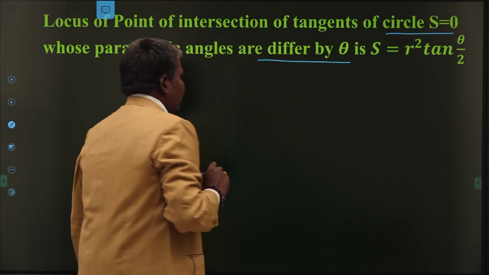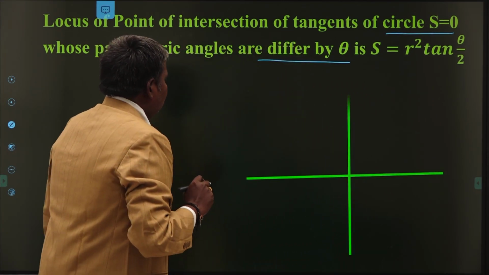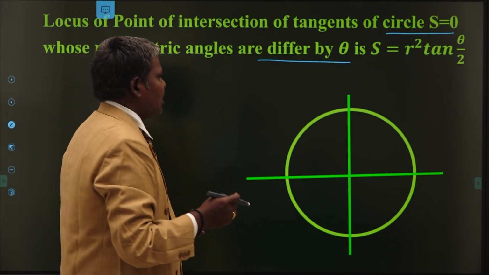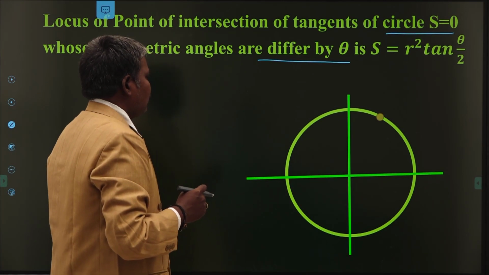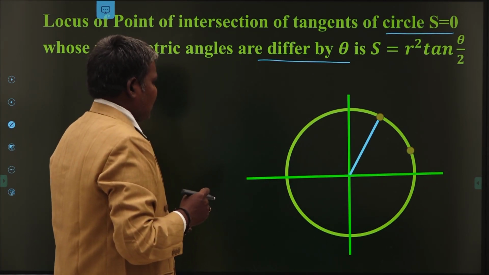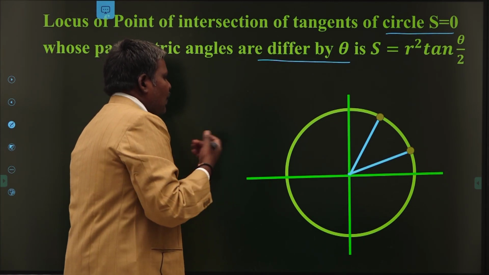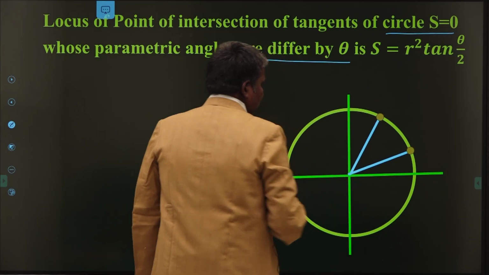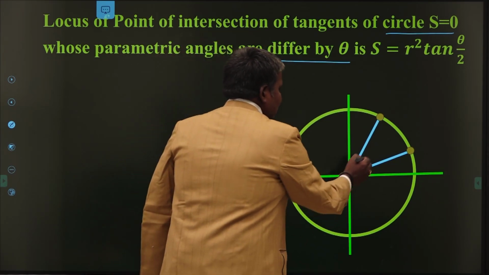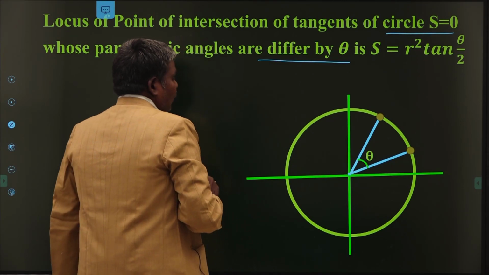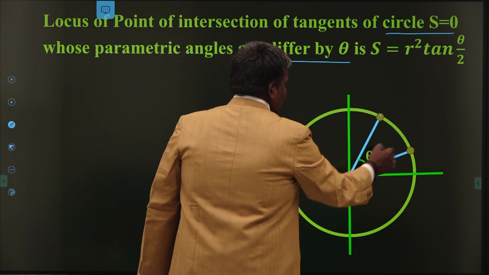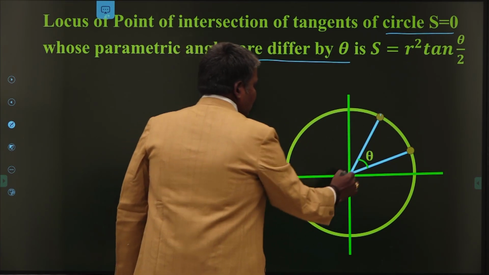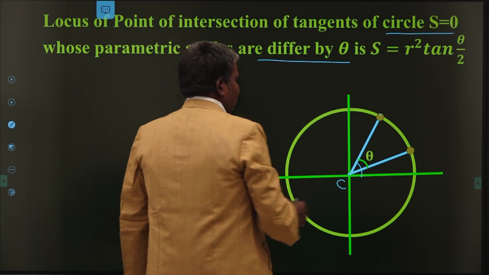See the diagram here itself, you can understand easily. This is your circle, x square plus y square plus 2gx plus 2fy plus c is equal to 0. These are the 2 points on the circle whose parametric angles differ by theta. We mean join these 2 points to the center C here. The angle is theta. This is 1 point, this is the other point, this is the center of the circle. Join the 2 points to the center of the circle. This is the parametric angle for the first point.